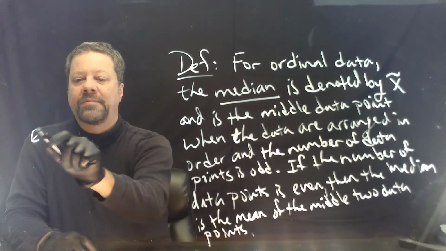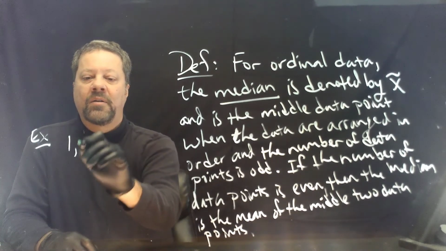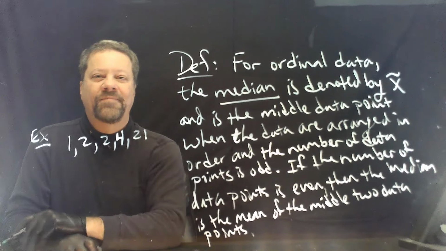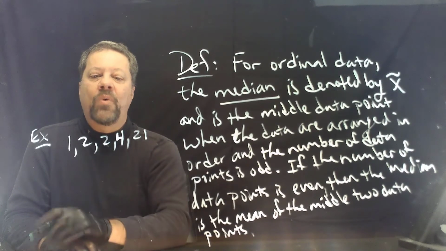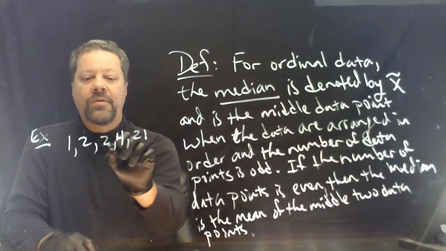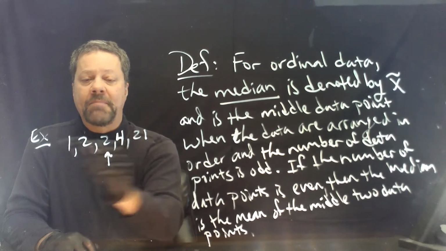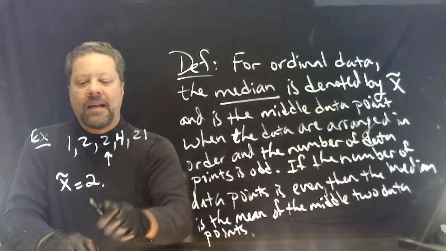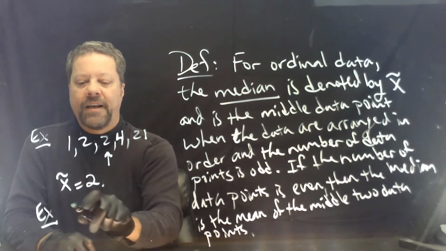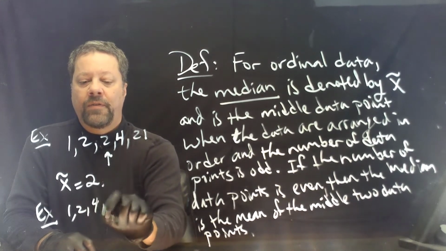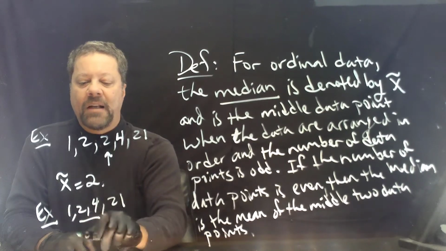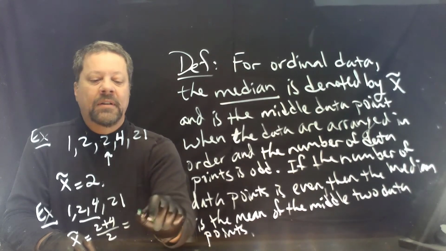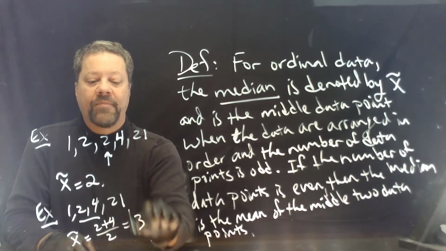So, for example, let's suppose our data values are 1, 2, 2, 4, 21. These are arranged in order. And so 1, 2, 3, this is the third value out of 5. That's the middle. X tilde will be 2. However, if we have, say, 1, 2, 4, and 21, then we take the middle 2 and we average those to get 6 divided by 2, which is 3.